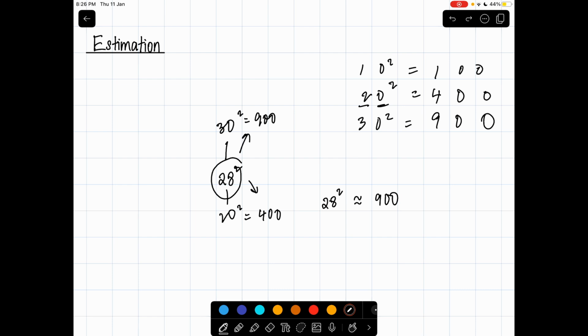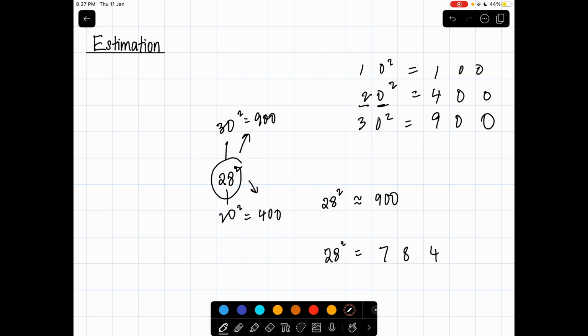So if you now take your calculator and try to type in 28 squared, you would get 784. The actual value is 784. Of course, it is not exactly the right answer, but estimation wise, this is what we do. This question is quite rare to come up in your examinations, but you might have them for your topical assessments, topical tests. So just make sure you know this.